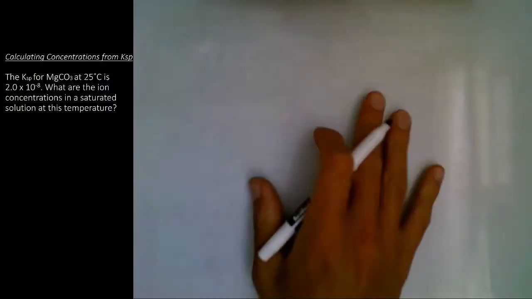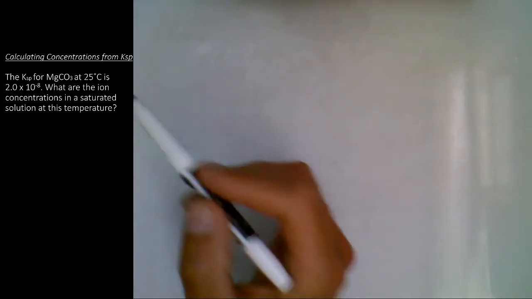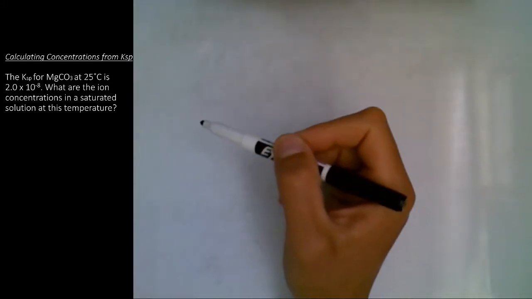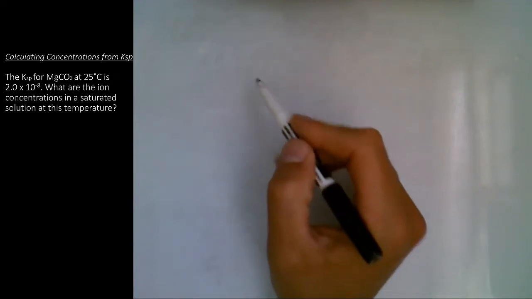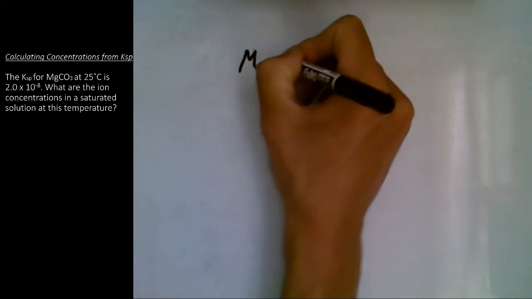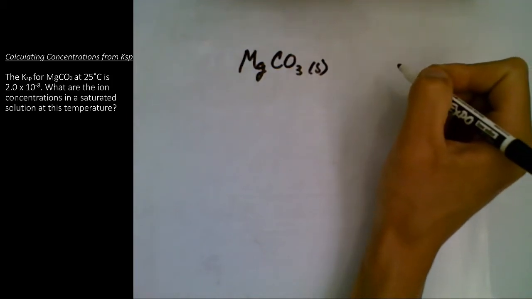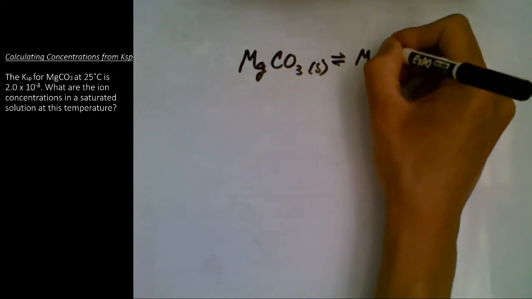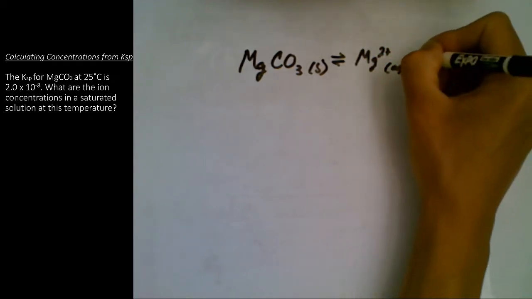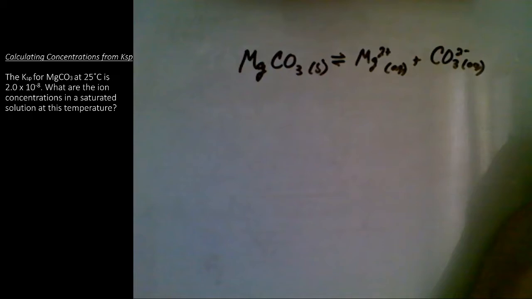So when it comes to this question and dealing with Ksp, what I want to show you is how we use an ICE box to actually come to the answers. That being said, once we do the ICE box once, you'll see why you never have to actually do it again if you understand the principles. But we need to start with a balanced equation, and since we're dealing with dissociation, that's the equation we're going to use. So we're going to write out our dissociation equation. So magnesium carbonate as a solid is in equilibrium with magnesium ions that are aqueous, and that's also in equilibrium with carbonate ions that are aqueous.